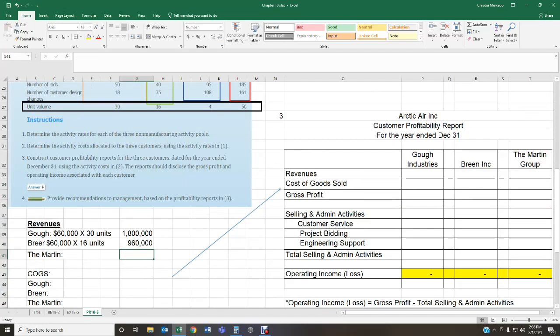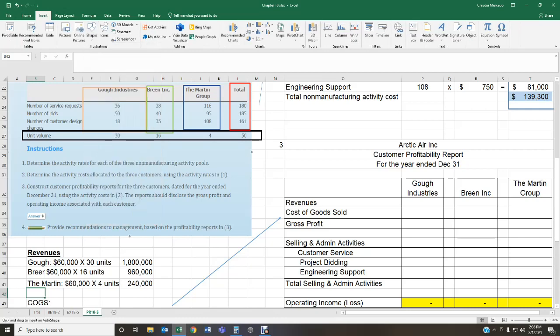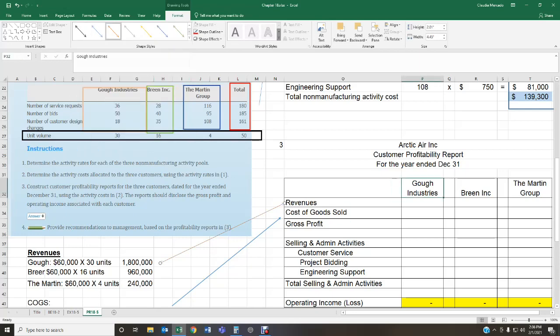And then we have the Martin Group. For the Martin Group, each unit is also sold at $60,000. And we have 4 units that were sold to the Martin Group. So that's going to be 60,000 times 4. That's going to give me $240,000. These are my revenues. Your revenues go right there, in the first line item.